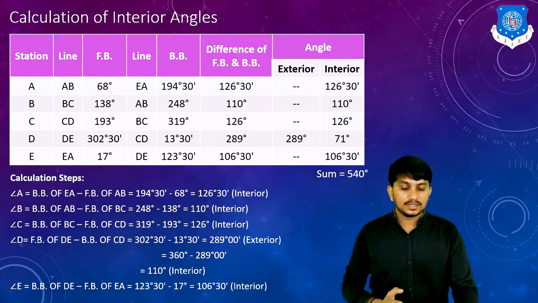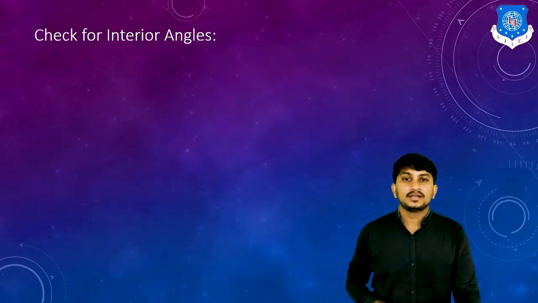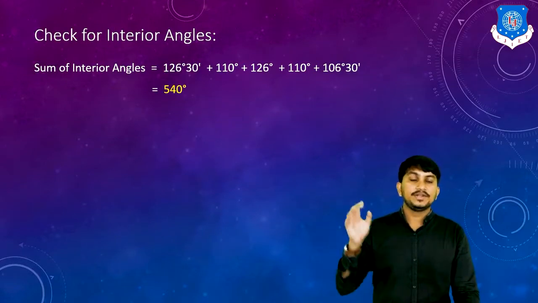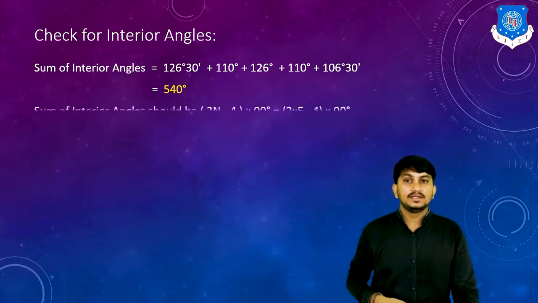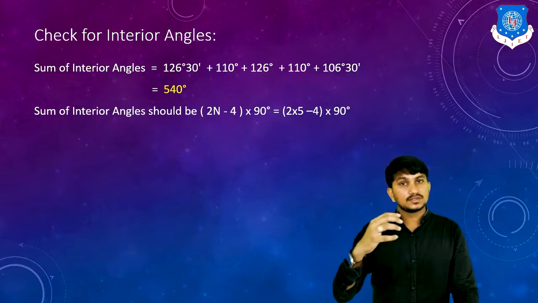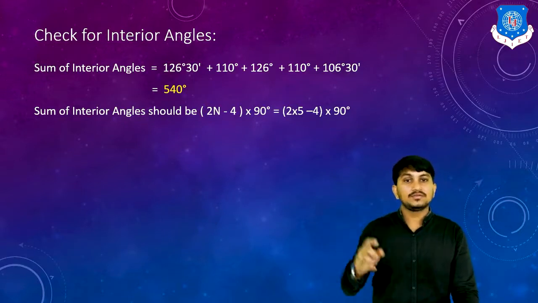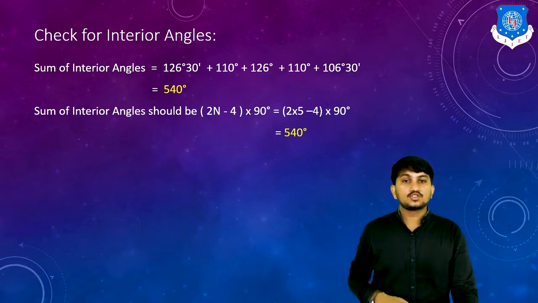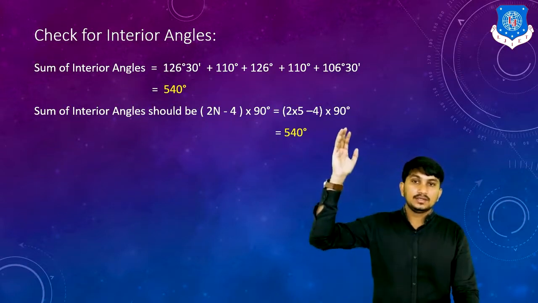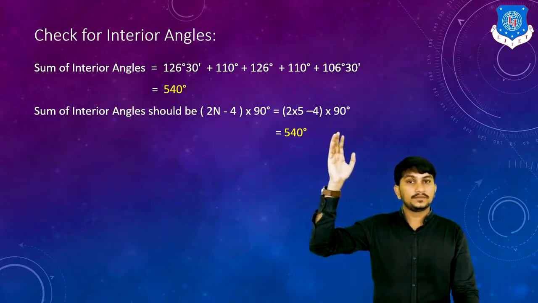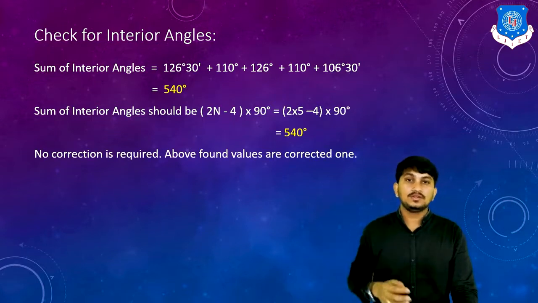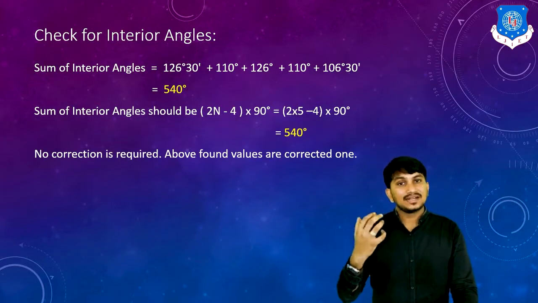After calculation of interior angles, we have to check these interior angles. For checking, we have to take the sum of interior angles. Here the sum of interior angles is 540 degree. The sum of interior angles should be (2n minus 4) into 90 degree. Here the number of stations or number of lines is 5, so n is equal to 5. So the sum of interior angles should be (2 into 5 minus 4) into 90, which is 540 degree. Here our sum of interior angles is 540 degree, as it should be, so no correction is required. The above found values of interior angles are corrected ones.